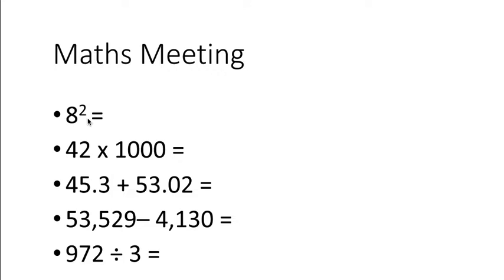Today we've got 8 squared. The small 2 means we multiply the 8 by itself twice. 42 times 1000, remember your place value grid. We've got a column addition here. Line up the decimal points carefully because this has 1 decimal place whereas this has 2 decimal places. Column subtraction, that's a 5-digit number minus a 4-digit number, and then a division. For the division you will need to carry.